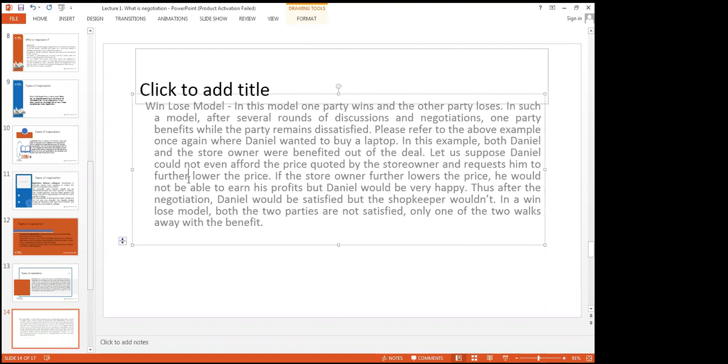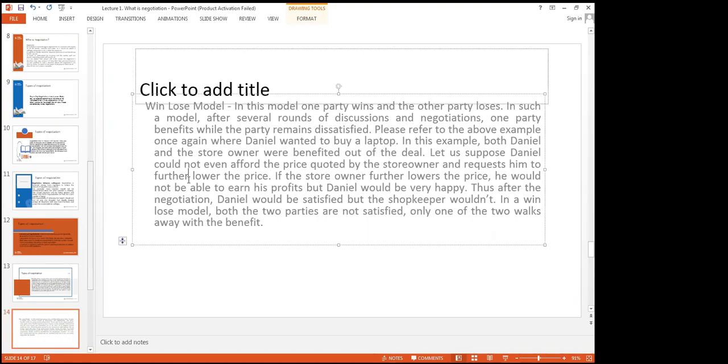Let's refer to the above example. Daniel again wanted to buy a laptop, as in the win-win kind of negotiation. In that example, both Daniel and the store owner benefited out of the deal. Let us suppose Daniel could not afford the price quoted by the store owner and requests him to further lower the price. What do you think will happen?